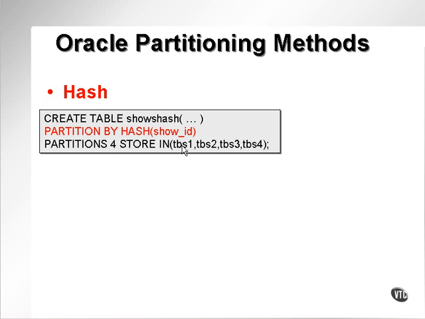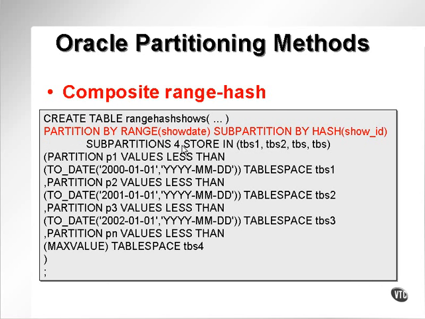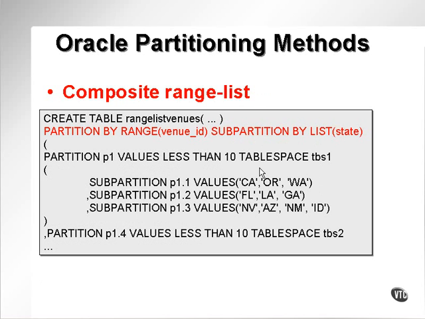Here's a composite range hash, which basically contains a range partition based on show date and then sub-partitions which are divided based on a hash value. So I would have partition by range, sub-partition by hash, and then sub-partitions and where I store the hash sub-partitions. So each partition is defined as being less than a date value with sub-partition hash values placed in 4 sub-partitions within each of those table spaces. A composite range list essentially defines sub-partitions within each range partition.